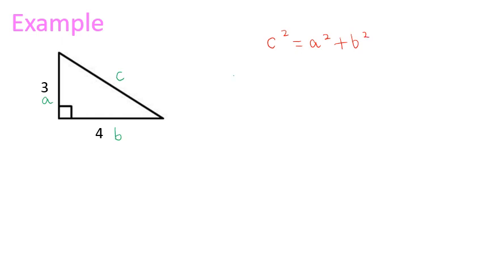Next thing I need to do is substitute in the values. I don't know what C is, but I know A I've labelled as 3 and B is 4. Next, I put that in the calculator, so I type in 3 squared plus 4 squared, which equals 25. And the last step is I need to square root my answer. So the square root of 25, put that in the calculator, which equals 5.